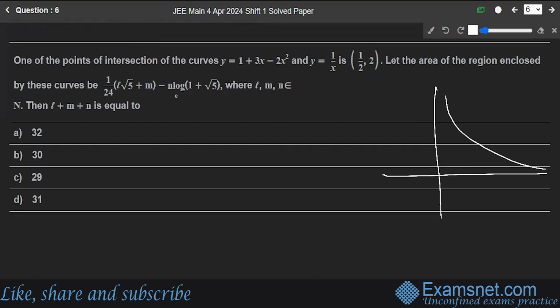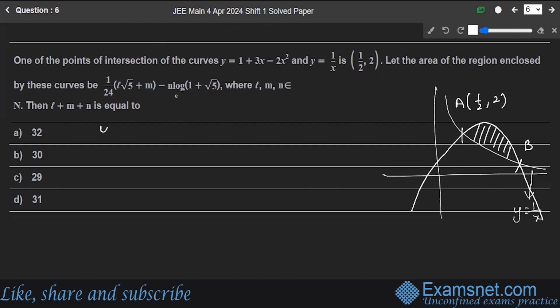So here is your curve y is equal to 1 by x and this is another one. Okay, let's make it again. So you want to find out the area of this shaded region. This point is given to you as 1 by 2 and 2. Let's say this is A. This is the second point of intersection, B.